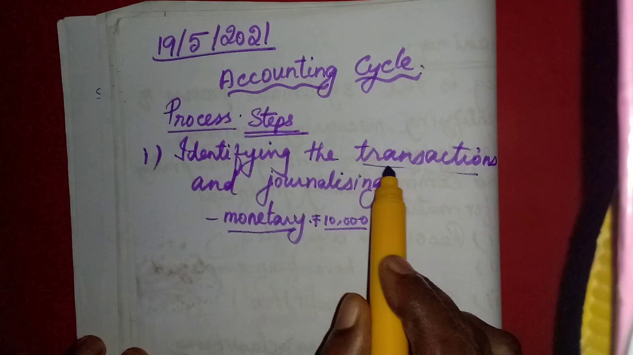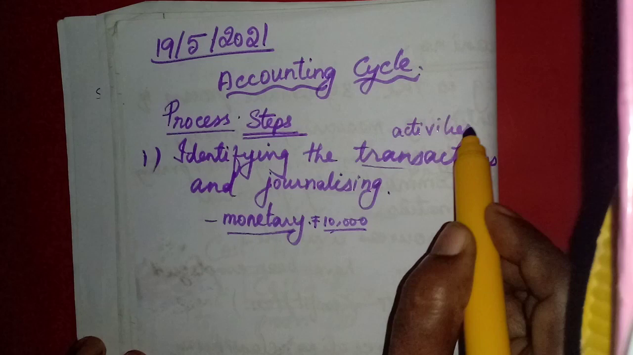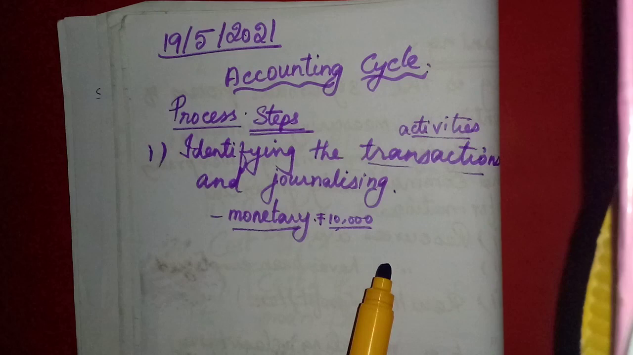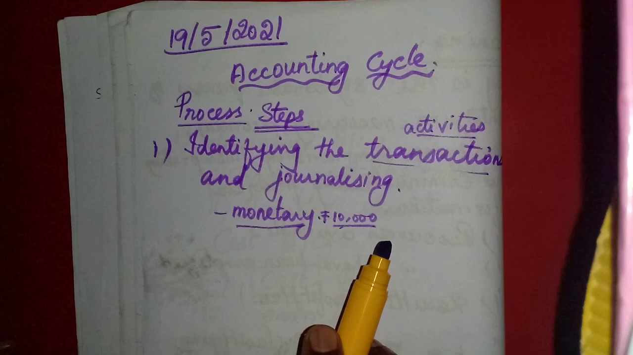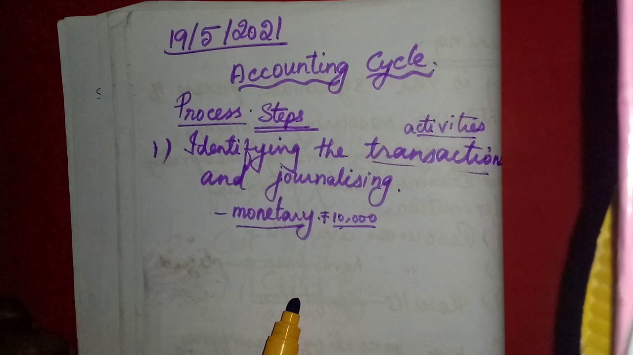Transactions are different activities. I have already taught you the simple meaning of transaction is activities: trade activities, business activities, purchasing, selling. Then purchasing on credit, selling on credit, purchasing on cash, selling on cash. Then depositing money into the bank, withdrawing money from the bank, or paying expenses, different kinds of expenses: direct expenses, indirect expenses, office expense. Then payment of expenses or receiving income. All these will be identified.